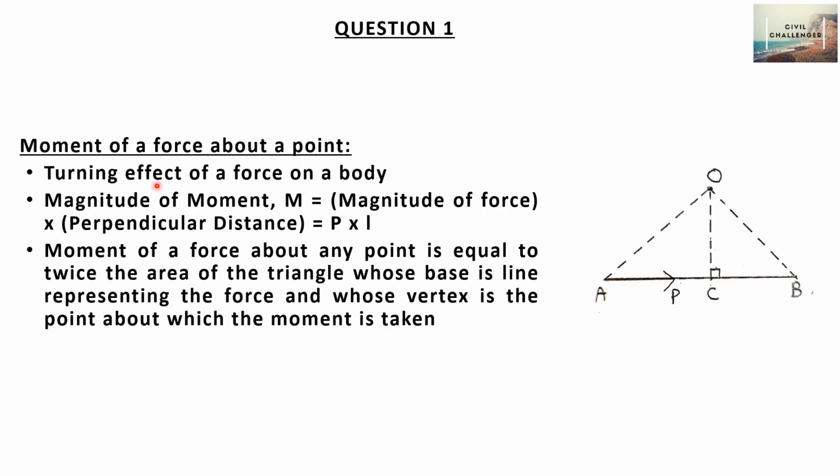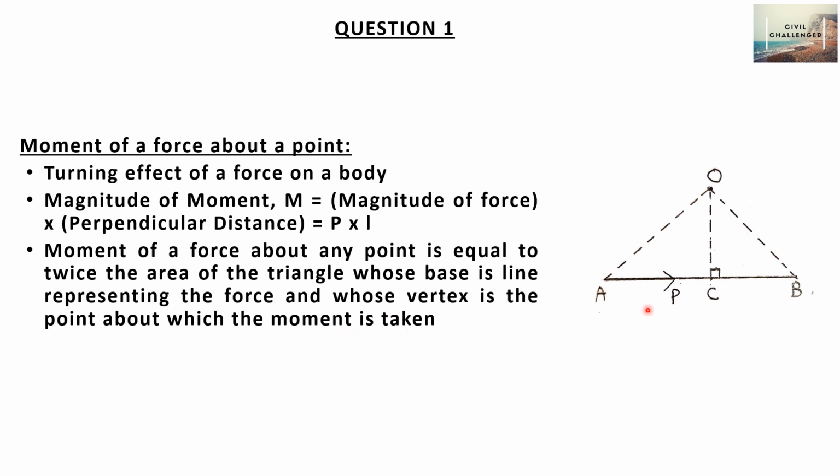The moment of a force about a point is the turning effect of a force on a body. The magnitude of moment is calculated from the equation M is equal to P into L, where P is the magnitude of force and L is the perpendicular distance between the point and the line of action of force. We can also calculate the moment of a force as twice the area of the triangle whose base is the line representing the force and whose vertex is the point about which the moment is taken.